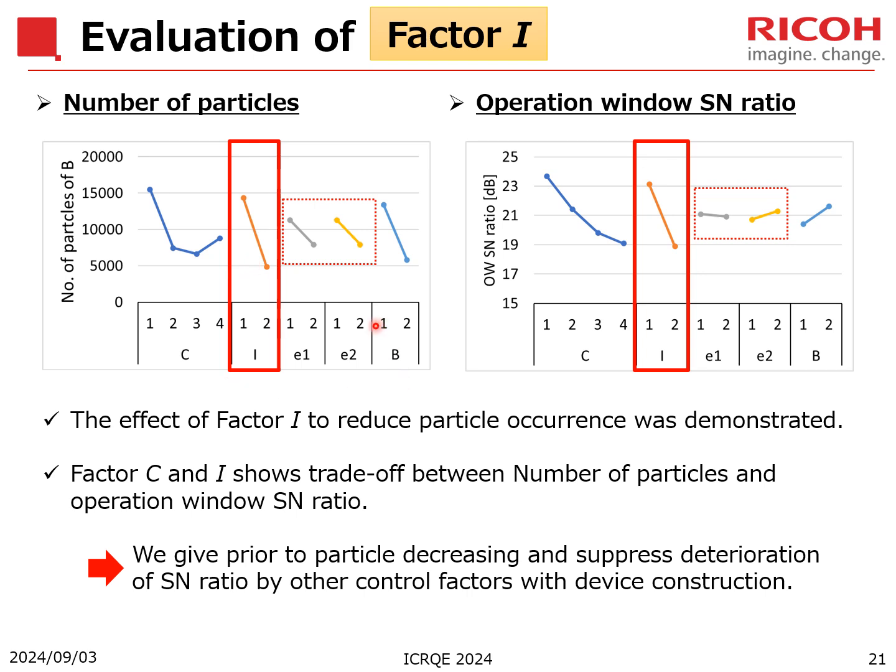The chart on the right side shows the operation window SN ratio. We find factor C and I have a main effect on both the number of particles and the operation window SN ratio. In other words, factors C and I show a trade-off. In this research, we give priority to particle decreasing. For the operation SN ratio, we improve it by other control factors with device construction.